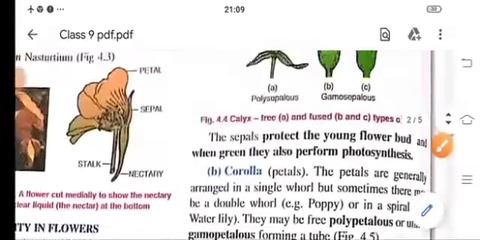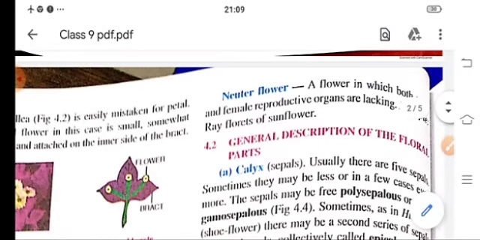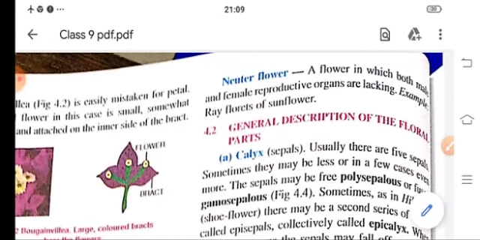Now here some other technical terms are there. Neutral flower. Now the flower in which both the male and the female reproductive organs are absent. That means they are the neuter flowers, like the ray florets of the sunflower. The sunflower contains the ray florets.